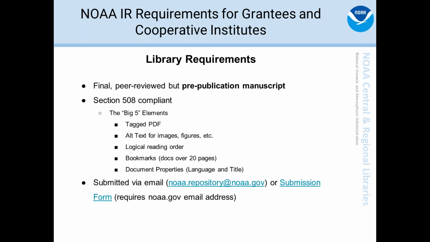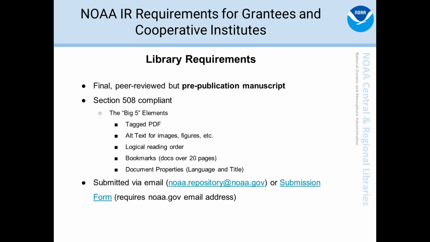If your document is over 20 pages, we do ask that it has bookmarks. If it is 19, you don't have to apply bookmarks. And then we also ask that you fill out the document properties. We will need the item's title and the language. Any other document properties you fill in are fantastic and gravy, and we're excited to see that. They're not required. We only focus on title and language. These are used for search engine optimization, which makes your document more findable.